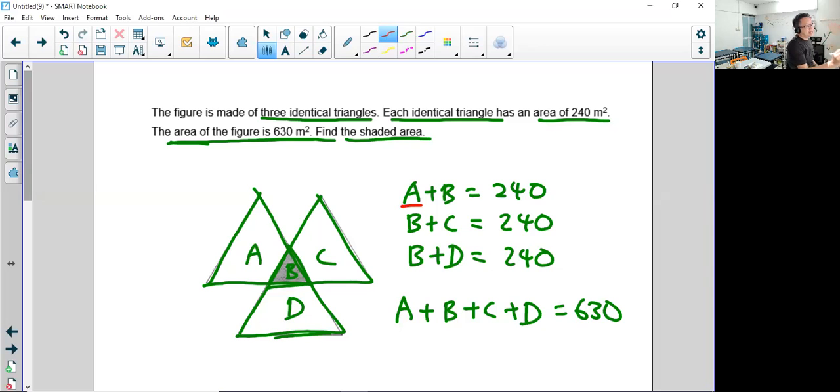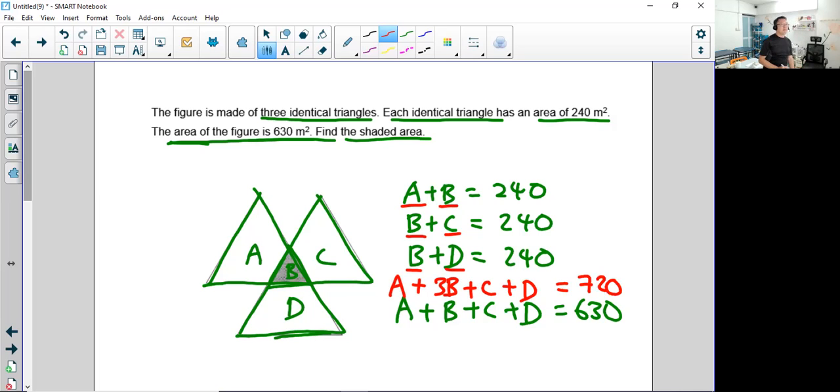For example, A, there's only one A. Then you add up all the B's. So 3 B's. So you plus 3 B's and then plus C and then plus D. So you add up all the letters together. And of course, when you add all the letters together, you have to add up the numbers together. So 240 plus 240 plus 240, that will give you 720, right? So you add up all the numbers together also.